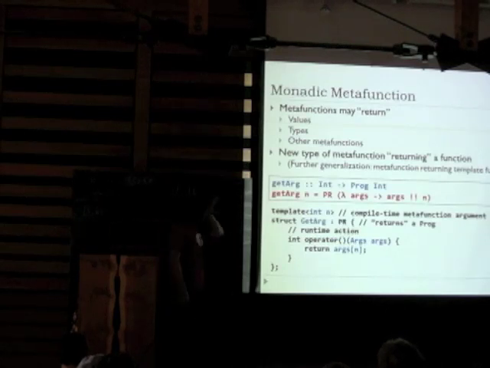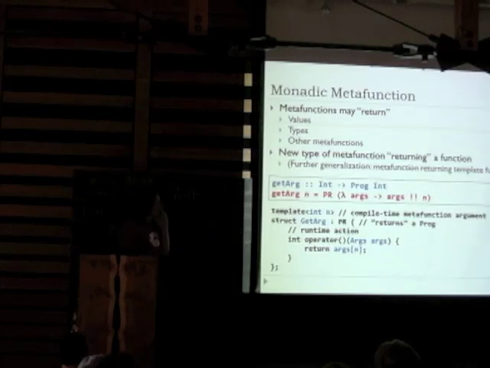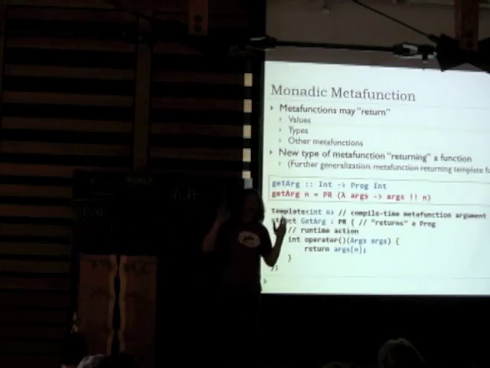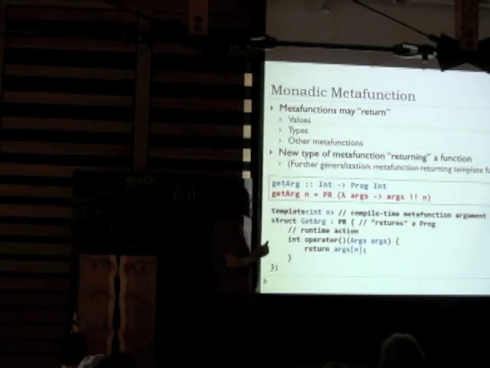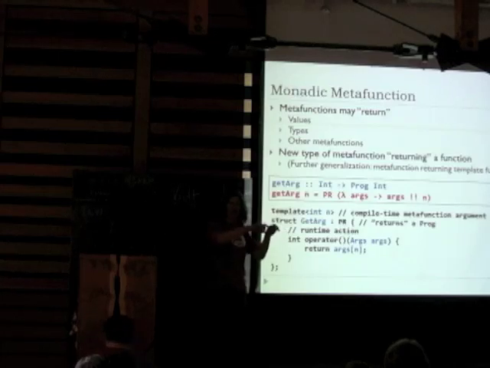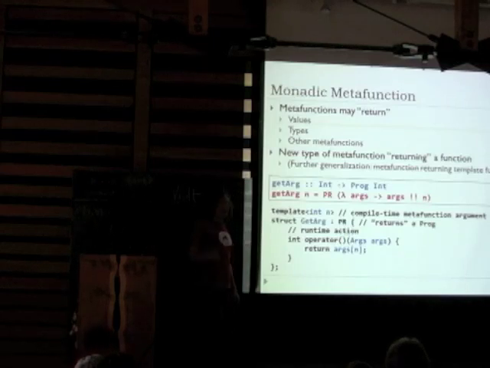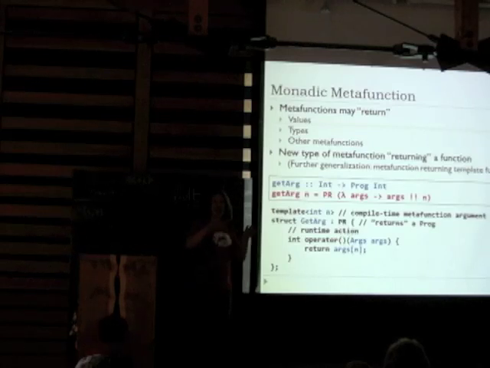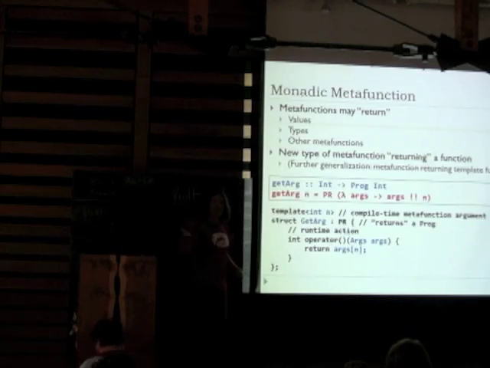And this is the main idea that made this work. So let's go back to the first hour. Remember meta functions. Meta functions may return stuff. They may return values, right? So that was they defined the static const blah blah equals. So these were values. They can return types. I can have a typedef inside the struct. Okay, they can return meta functions. Yeah, I've shown you examples of returning meta functions.